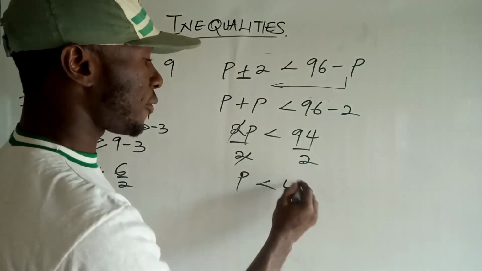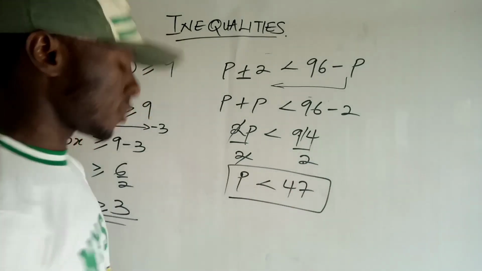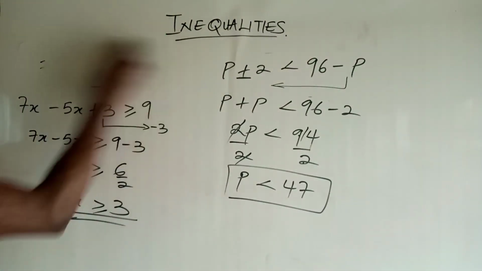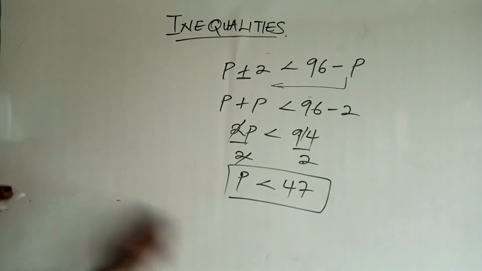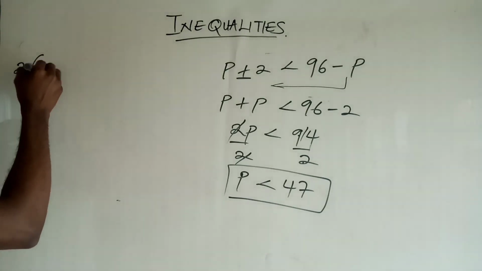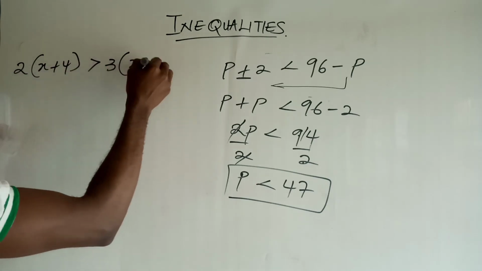2 in 9 will give me 4 remainder 1, and 2 in 14 is 7. So p is less than 47. That's question number 4. So question number 5. Question number 5 says 2 into x plus 4 is greater than 3 into x minus 1.